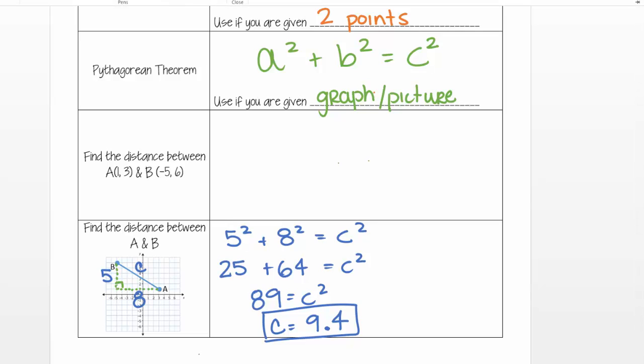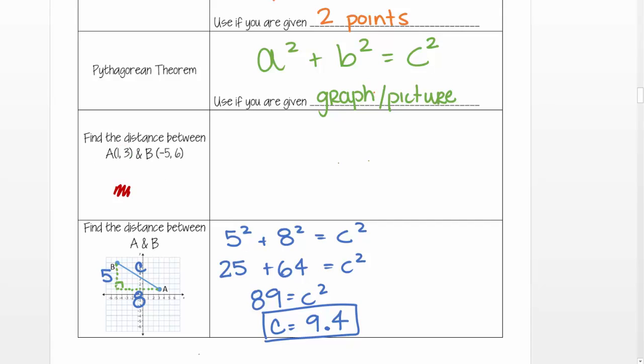Now, this one that we skipped is exactly the same problem, so we should expect to get the same answer. Point A is at over 3 up 1, and then this one is at backwards 5 up 6. Let's change this. A should be at, I don't know why that's not working. A should be at, let's try this again. Should be at 3, 1.